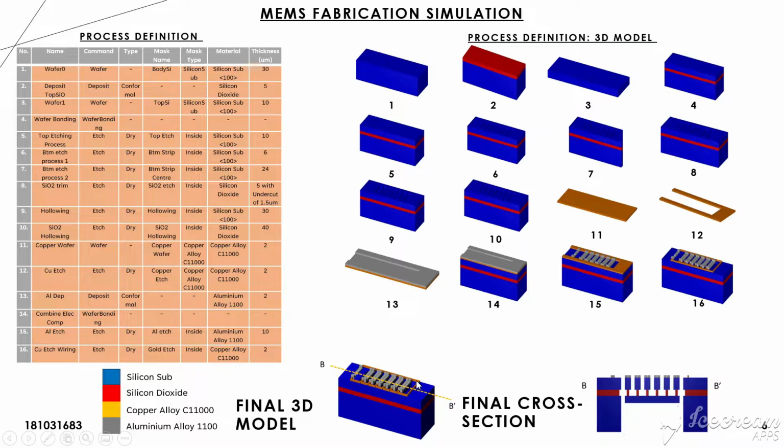The aluminium, the gray color, acts as the electrode, and the yellow color is the copper wiring of this design. From the cross section here, we can see that the electrodes will allow the movement of the silicon within the design. That's it from me.